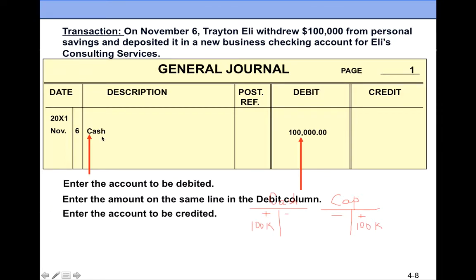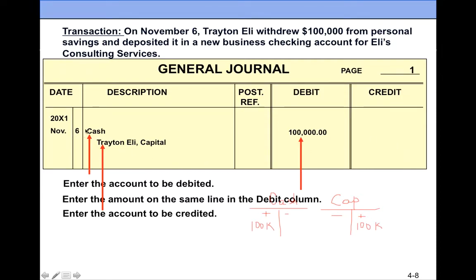And then we do capital, which is credited. Enter the account to be credited. Notice what we do. We tab, we indent, right? If you're doing your work in Connect, it will do it for you. But remember that I don't even need to look at the amount.